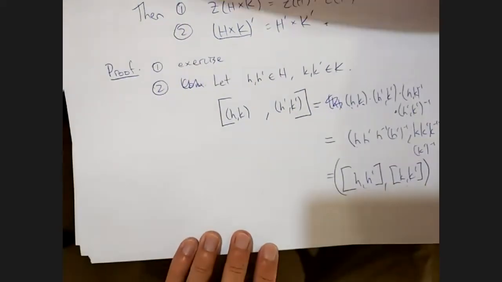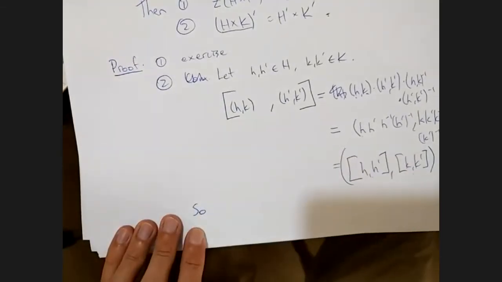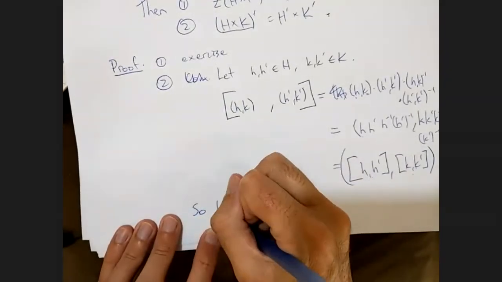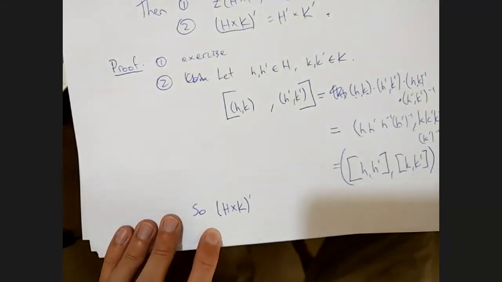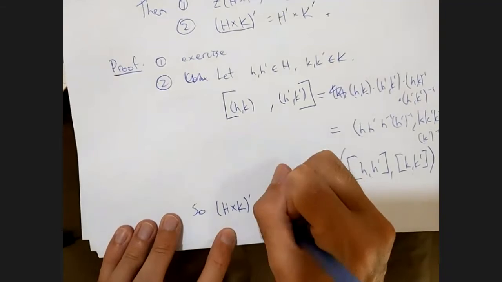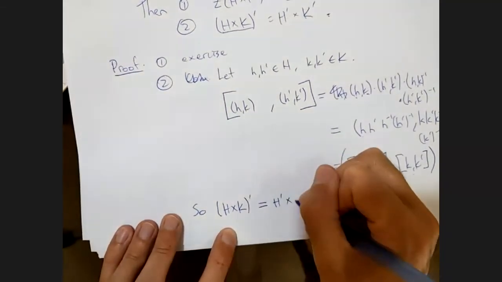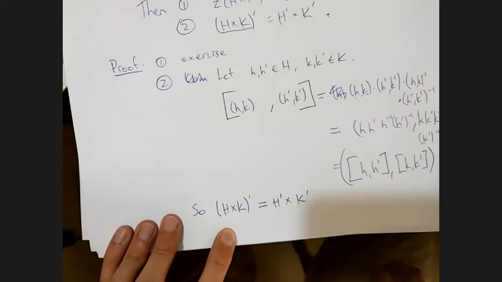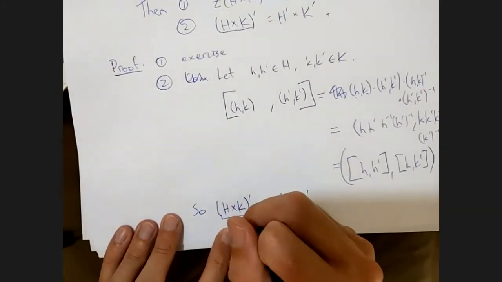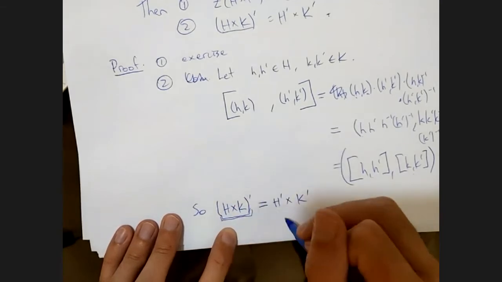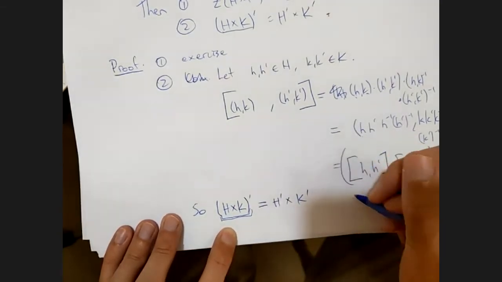And then this is enough to see that you get this direct product, because any commutator is just a direct product of two commutators.